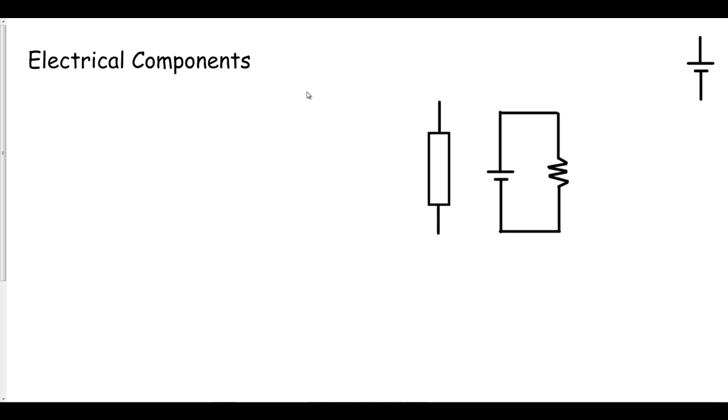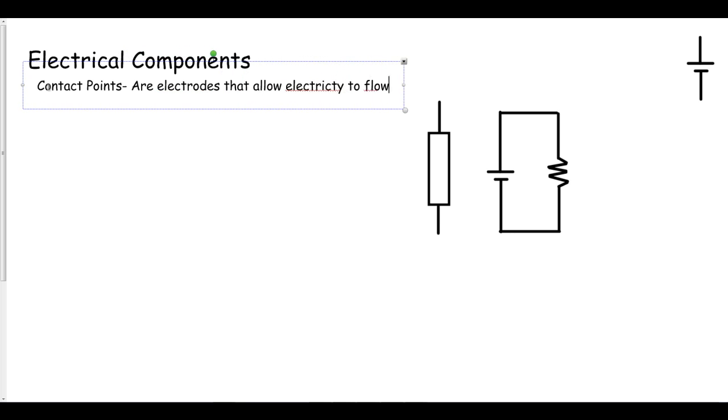Okay, the first term we're going to start off with is contact points. And so let's go ahead and start by defining what contact points is. All right, contact points. Contact points are electrodes that allow electrical energy or electricity to flow into and out of a circuit or a device, an electrical component.